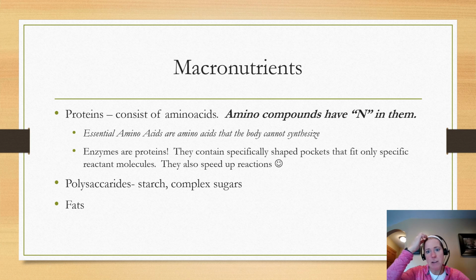All right, what are macronutrients? Well, proteins consist of amino acids. All amino compounds have nitrogen in them. Okay, so that's important. Essential amino acids are the ones that we have in our body that we cannot synthesize. Enzymes are proteins. They essentially contain shaped pockets that only fit certain reactant molecules that speed up the reactions. Know what a polysaccharide is? It's many sugars put together, such as a starch or a complex sugar. And then we have fats, which consist of things like lipids.